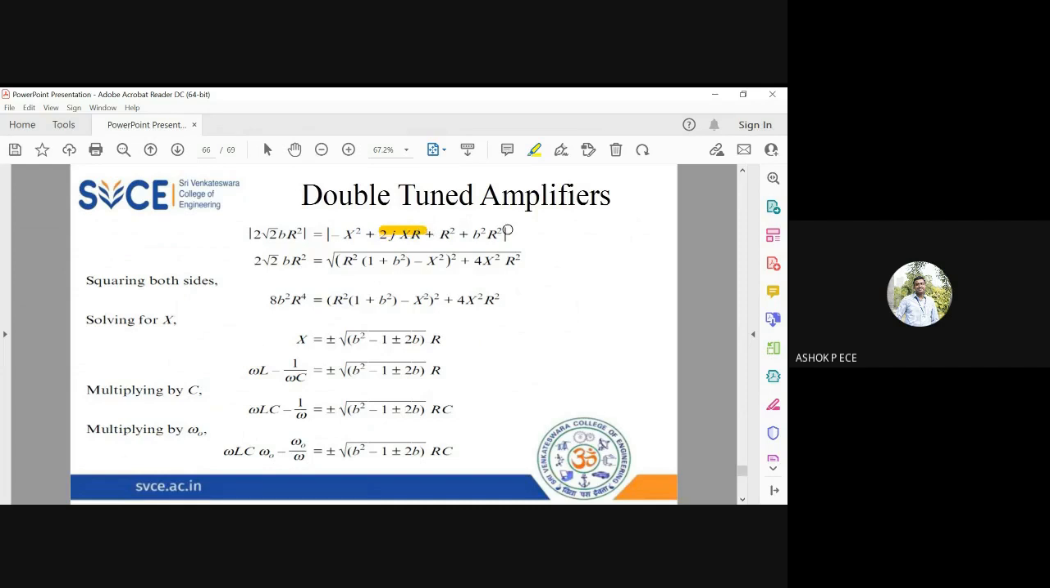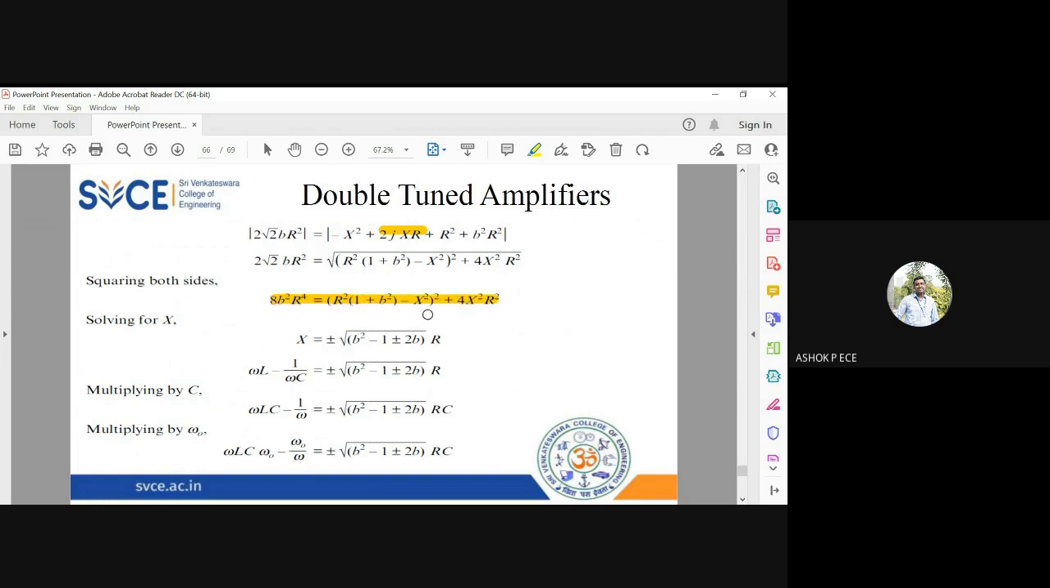So the only way to remove the imaginary term is taking the magnitude on both sides. So do that. Take the magnitude on both sides and square it. And again, solve for x. X is going to be a reactance term. Again, solve for x. So this is the equation we get.